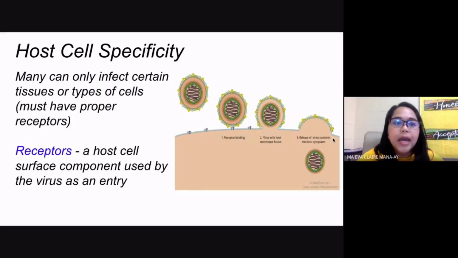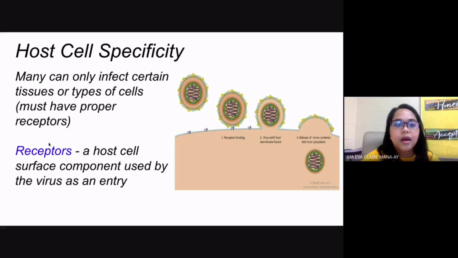Now, one very important characteristic of your viruses is that they are very specific. We call this host cell specificity. This means that they can only infect certain types of tissues, certain types of cells. And to be able to do this, they should be bound to receptors. They should be able to bind to the host cell, to the cell that they want to target, to the cell that they want to destroy, to the cell that they want to infect.